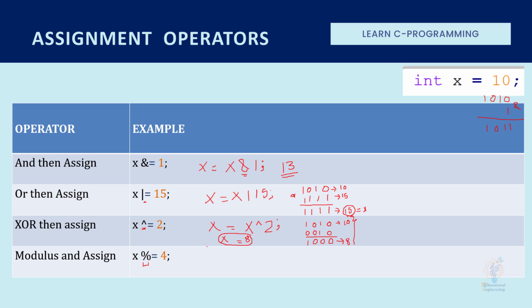Now, the last equation here is x equals x mod, or percentage, 4. Now we already know that the x value is 10, and we mentioned that you need to divide it by 4. So 10 divided by 4 equals 2.